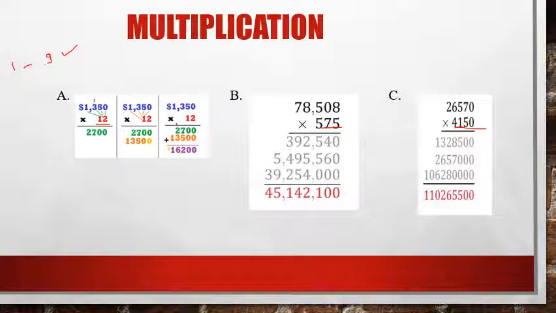Here we'll see the one table and two table. Now what is your question? 1350. We have to multiply this with 12. In this way we write it. You have studied in 4th class how to arrange a number before multiplying. So this is that only.